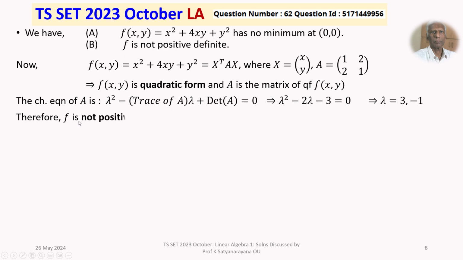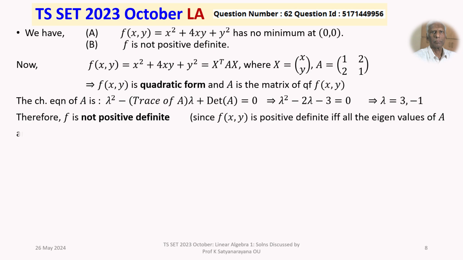Now, therefore, f is not positive definite. How do you say? A quadratic form is positive definite if and only if the eigenvalues of A are all positive. Here, the eigenvalues of A are not all positive. Some of them are positive, some of them are negative. Therefore, it is not positive definite. Therefore, the statement B that f is not positive definite is true. So you have to remember this one. A quadratic form is positive definite if and only if all the eigenvalues of A are positive.